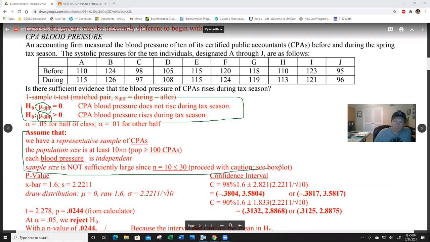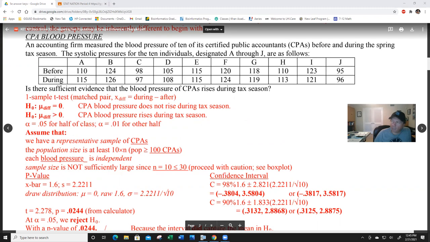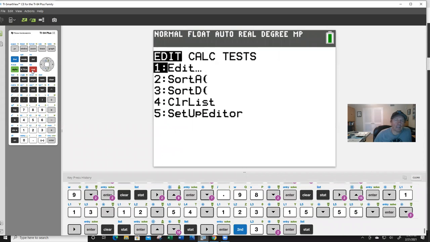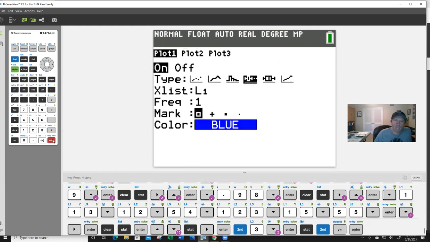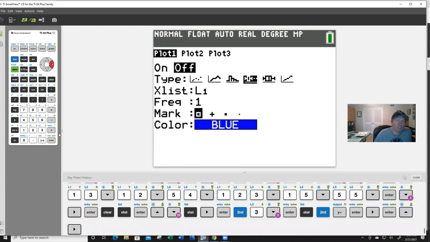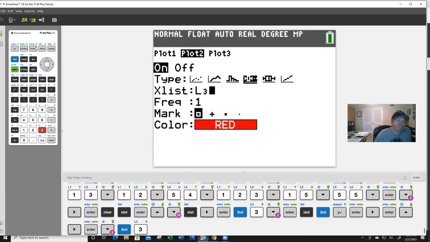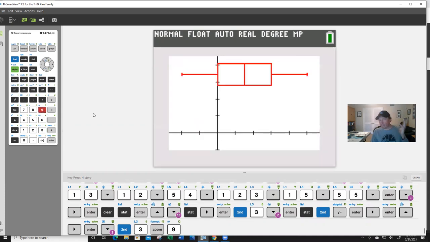Here's your assumptions, okay? The box plot, I think, is fairly normal. Let's check out the box plot real quick. So let me go back to the data here. So we're going to go, let's see here, stat. No, second y equals, and we're going to turn one of these box plots off. I'll turn that one off. And let me go over to plot 2. I'm just going to plot what's in L3. I have it in L3. You probably are putting it in L1, which is more normal. That data is totally normal. So we're good to go. That data is completely normal.